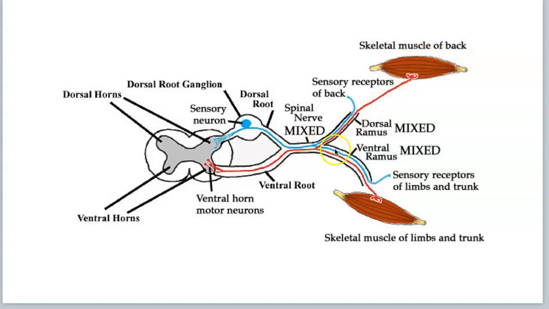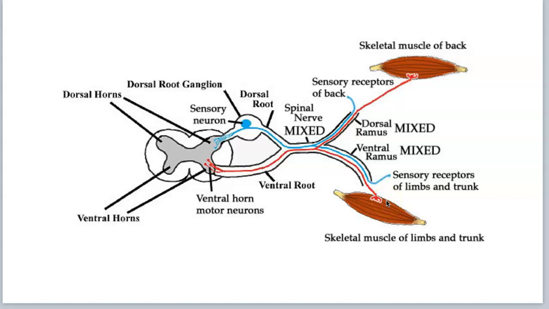Or it can also send somatic motor impulses to the skeletal muscles of, say, your arm. And maybe you want to slap that bug that's on the back of your neck that's crawling. That will be going through the ventral ramus.